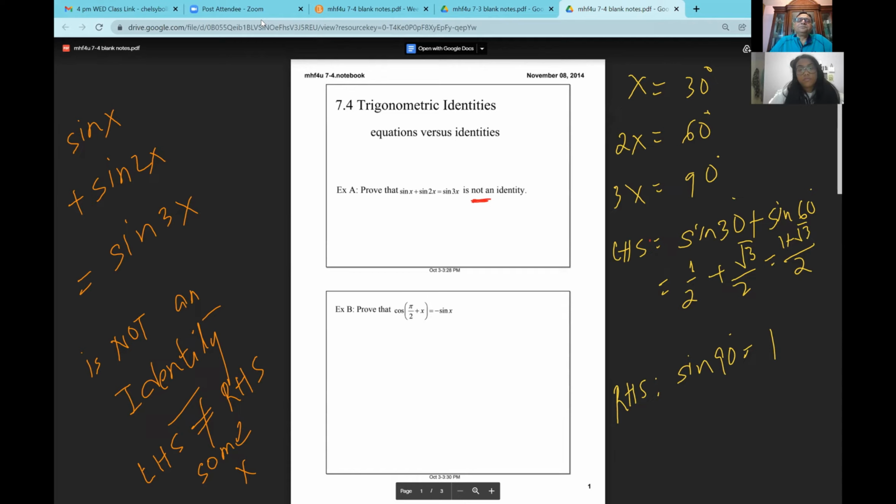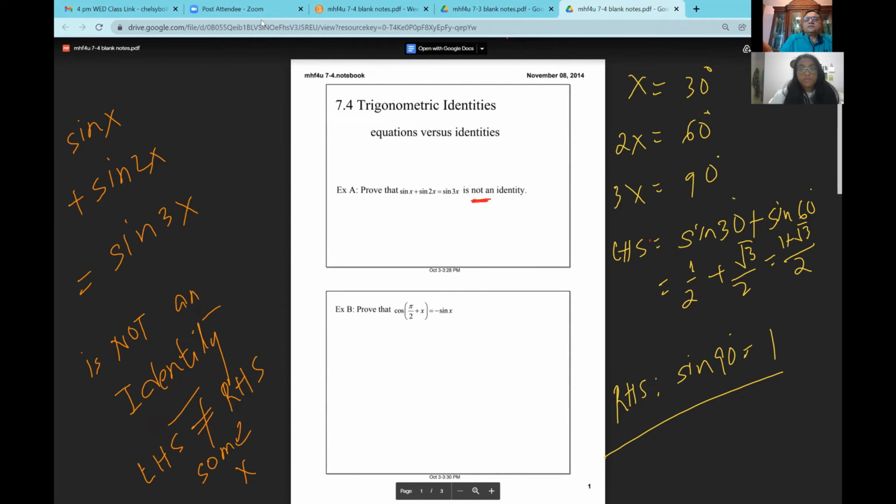Is that clear to you? So we provide a counterexample, right? So with that, we prove that it is not an identity. Clear? Yeah. So any exception can work. Any exception, right? Okay. So we've done the first part.